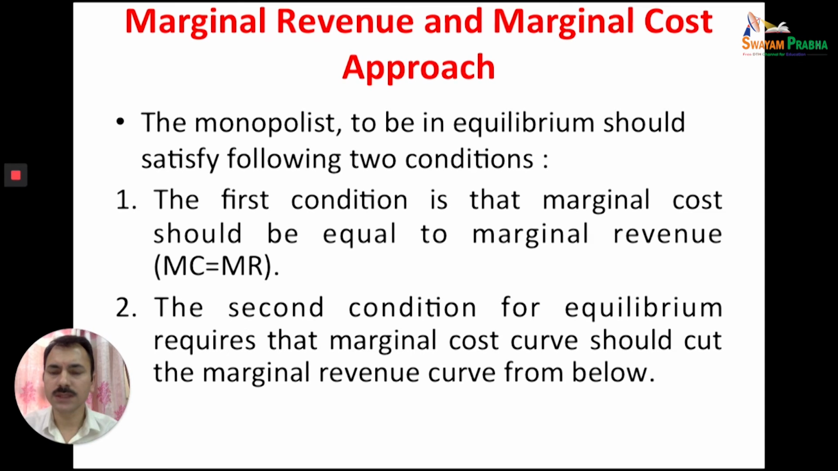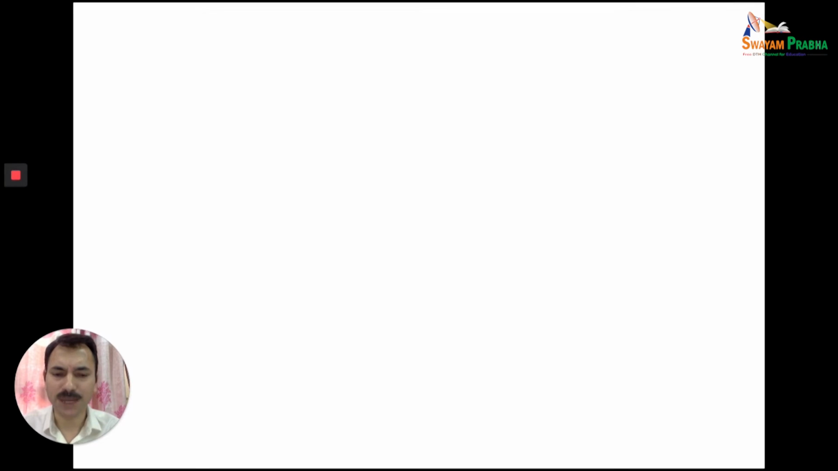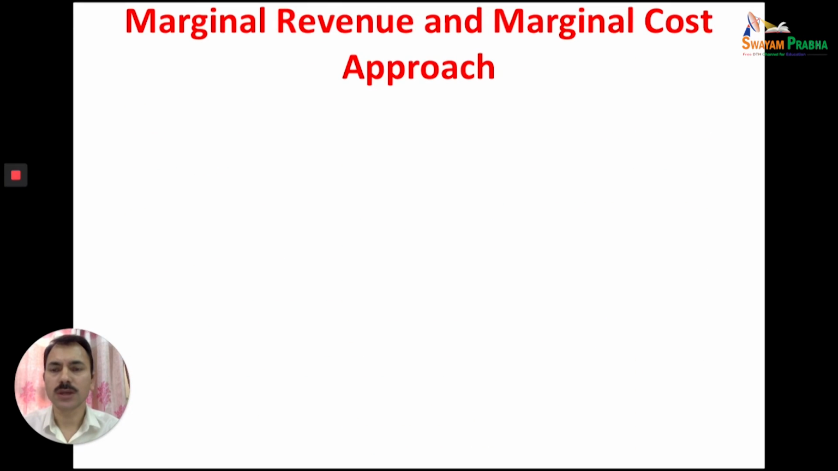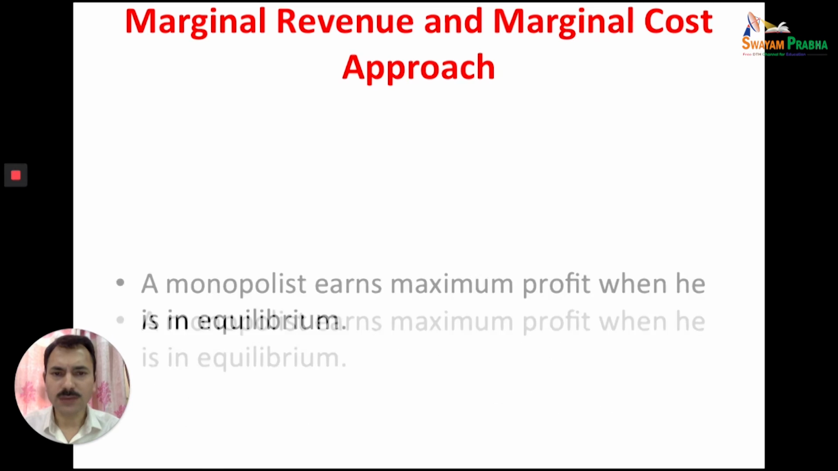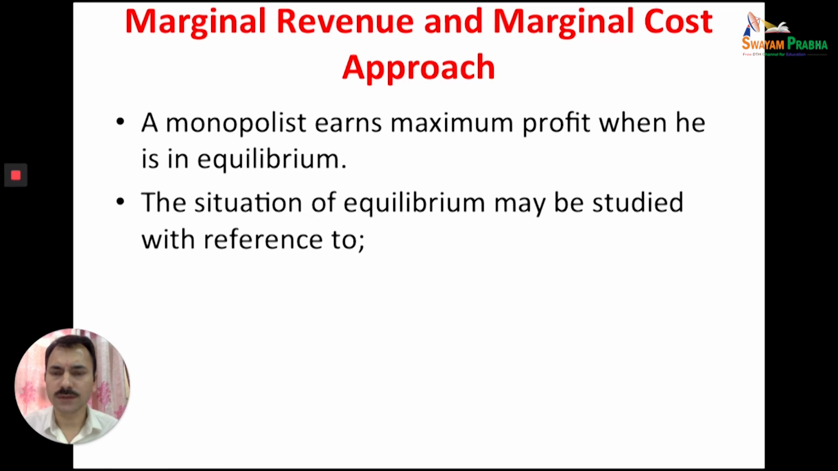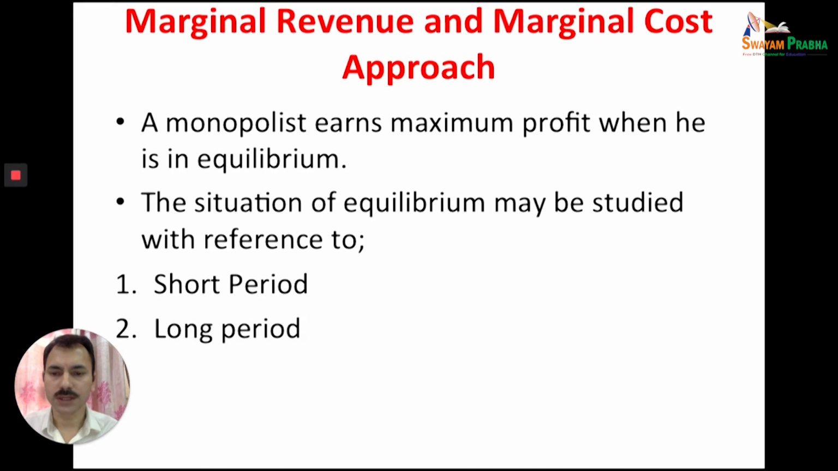Equilibrium means a situation where the firm doesn't want to change that particular situation. Maybe the firm will get maximum satisfaction in that situation. In the marginal revenue and marginal cost approach, a monopolist earns maximum profit when he is in equilibrium. The situation of equilibrium may be studied with reference to the short period and the long period.